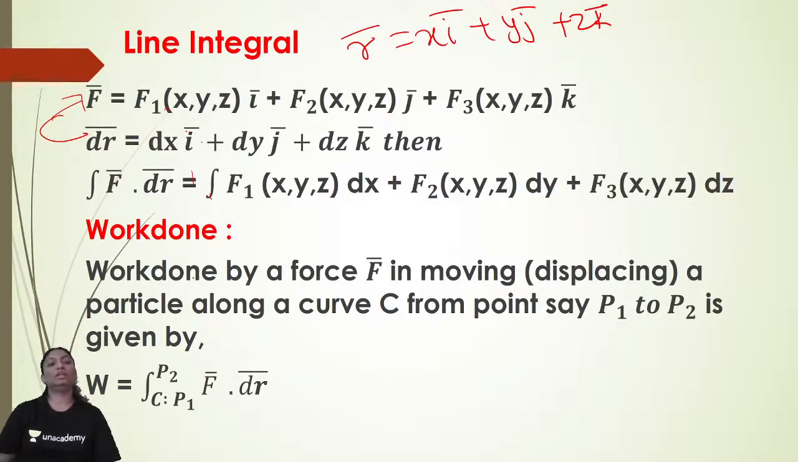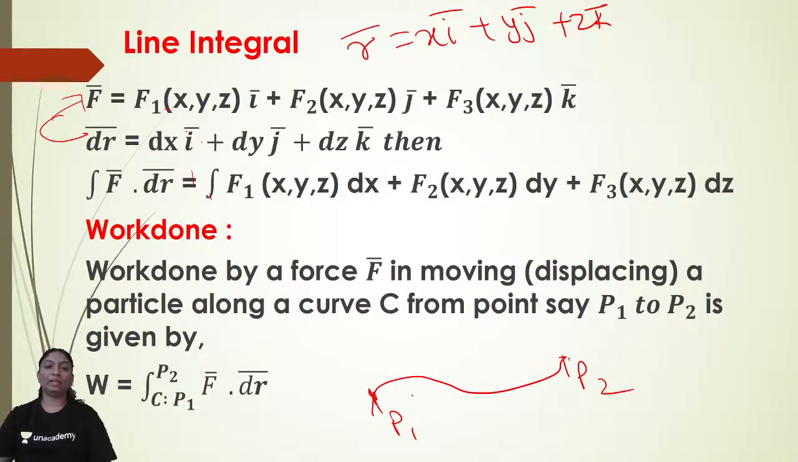Now work done. Work done by a force F bar in moving or displacing a particle along a curve C from point say P1 to P2 is given by the integral of F bar dot dr bar. Suppose this is your curve C, and here is a point P1 to point P2. So work done is nothing but the integral from the point P1 to P2 of F bar dot dr bar. We can calculate the work done by using the formula integral over C from the point P1 to P2 of F bar dot dr bar.